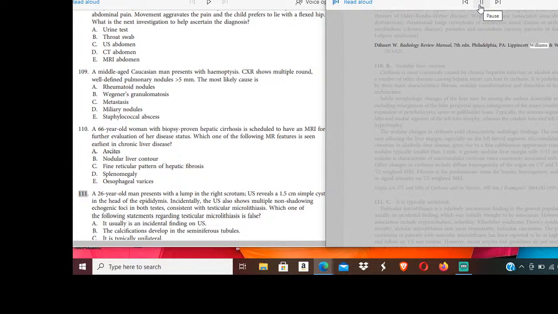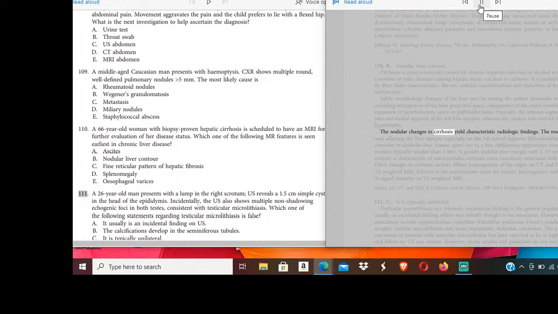Philadelphia, Pa, Lippincott Williams and Wilkins, 2011:427. 110. B. Nodular liver contour. Cirrhosis is most commonly caused by chronic hepatitis infection or alcohol abuse, although a number of other diseases causing hepatic injury can lead to cirrhosis. It is pathologically defined by three main characteristics: fibrosis, nodular transformation, and distortion of hepatic architecture. Subtle morphologic changes of the liver may be among the earliest detectable with imaging, including enlargement of the hilar periportal space, enlargement of the major interlobar fissure, and expansion of pericholecystic space or gallbladder fossa. Typically, the anterior segment of the right lobe and medial segment of the left lobe atrophy, whereas the caudate lobe and left lateral segment hypertrophy.